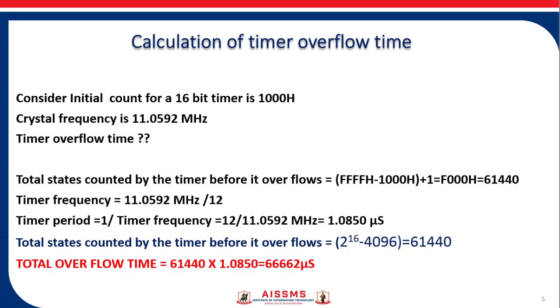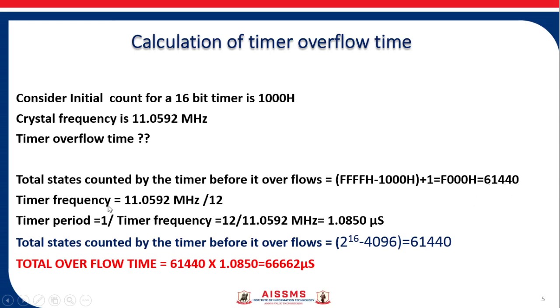Then we'll consider an example in which the initial count is 1000H. The crystal frequency is assumed to be 11.0592 megahertz. Initially, we calculated for 12 megahertz, and now we have to find the timer overflow time. That means, what is the amount of time after which the timer will overflow if the initial count is 1000H? We calculate the total states counted by the timer before it overflows, which is FFFF minus 1000, the initial count, plus 1, which gives you F000H. Converted into decimal, you get 61440.